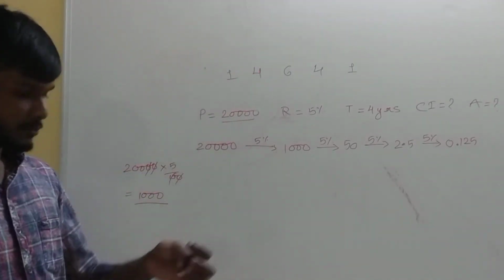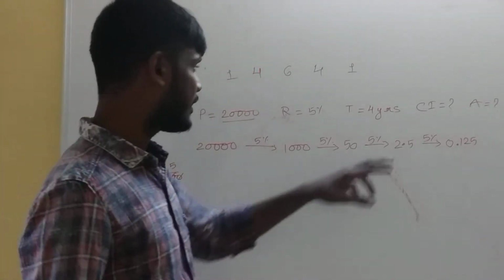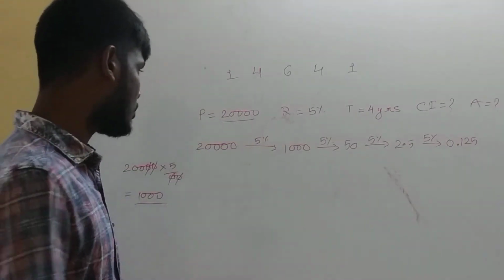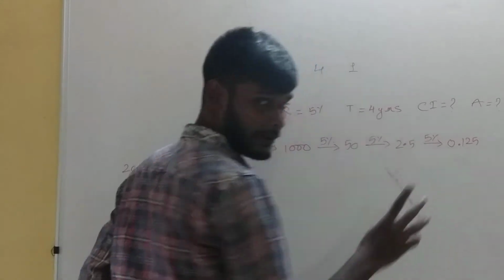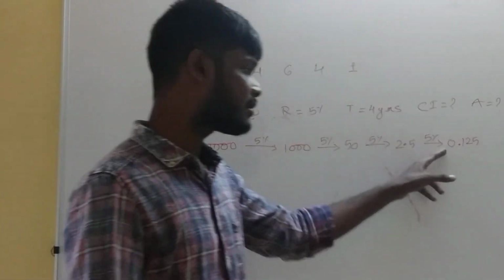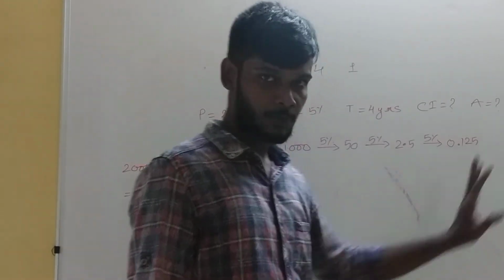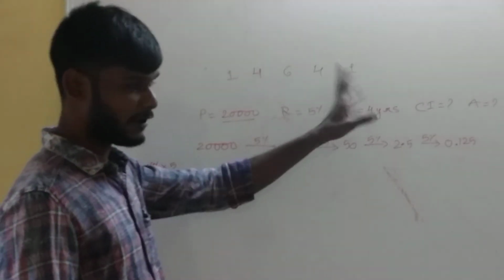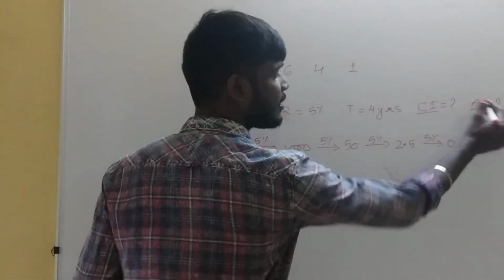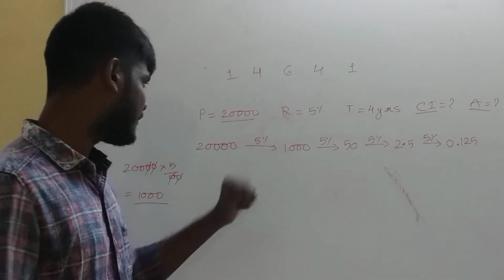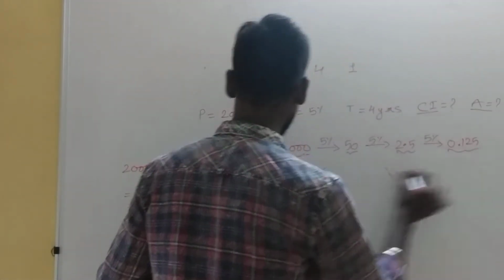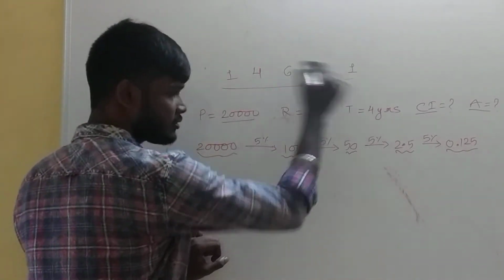I have been asked to calculate compound interest and amount for 4 years. That's why I am doing this 4 times. If in the question I had been asked for 5 years, I would continue this process 5 times. Now we will fit these things into these numbers.